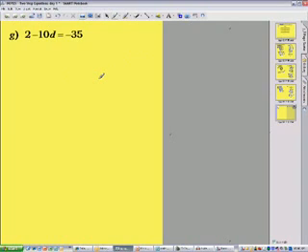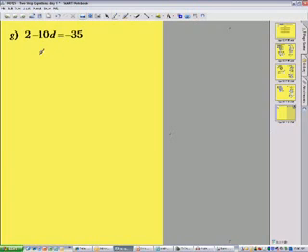Okay. On this one right here, we have 2 minus 10d equals negative 35. This is kind of the one that Daniela was talking about earlier. Notice that our variable is second in line over there on the left side. How can we rewrite this to where it looks like it's a little bit easier to deal with? Somebody raise your hand and tell me that.